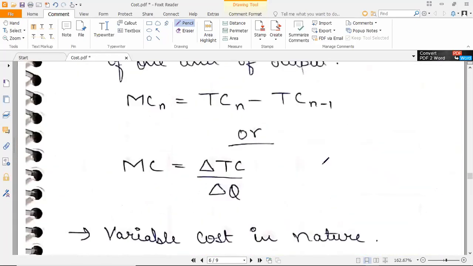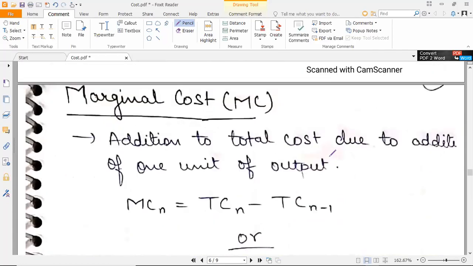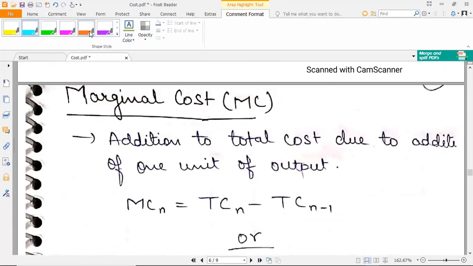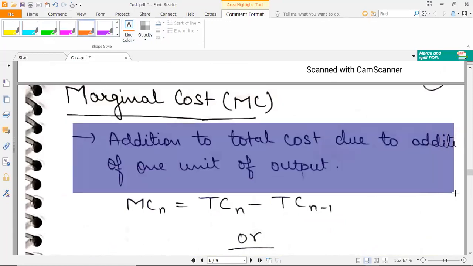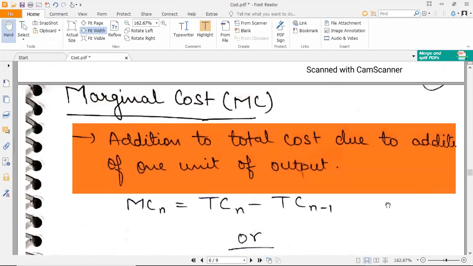Then, okay, first let's take marginal cost as well. Marginal means additional. So additional cost due to additional 1 unit of output: due to the increase in output, how much the cost has increased, that is known as marginal cost. Addition in the total cost due to addition of 1 unit of output, that is known as marginal cost.